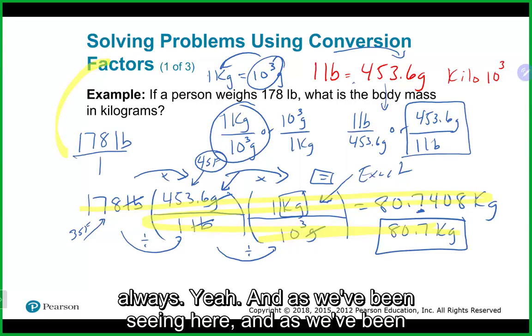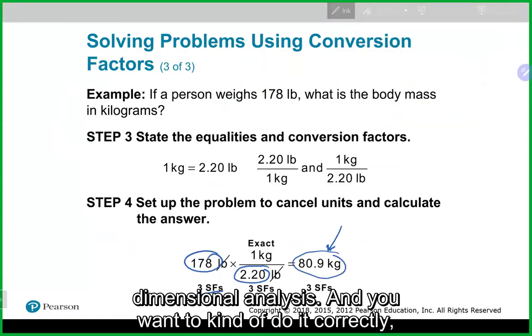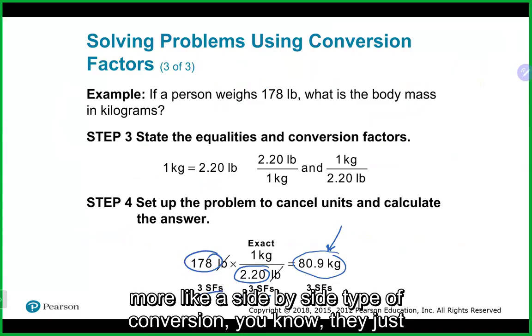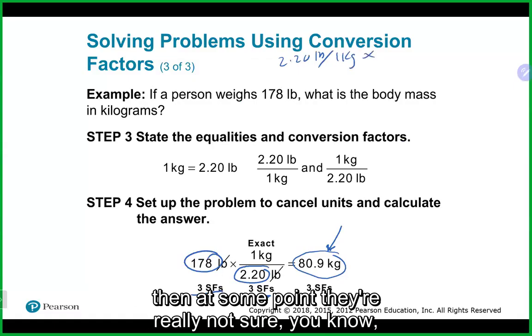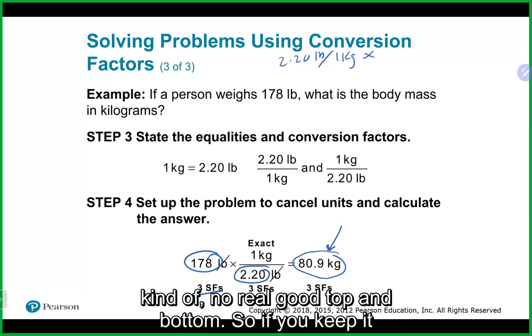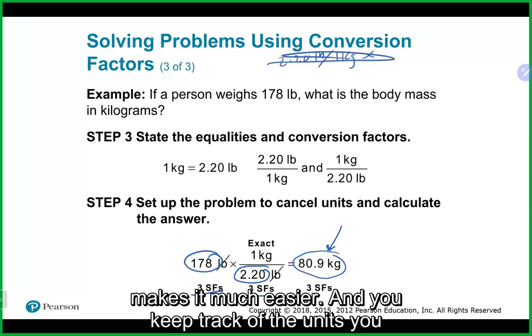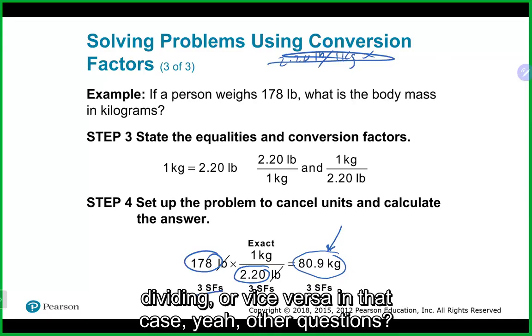As we've been seeing and talking about, you definitely want to show your work with the dimensional analysis, and do it correctly. Sometimes people show the units, but they do it more like a side-by-side type of conversion, and at some point they're not sure whether they should be multiplying or dividing because there's no real top and bottom. If you keep it written vertically, top and bottom, it makes it much easier, and you keep track of the units. You don't end up multiplying when you should be dividing, or vice versa. Other questions?